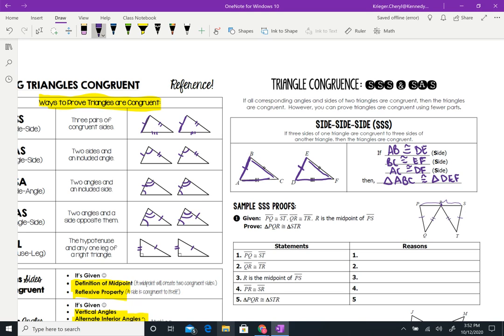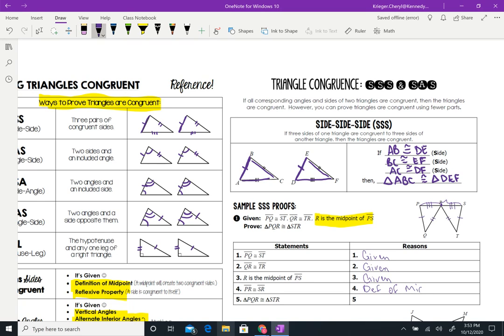So we start with PQ is congruent to ST. That's given. QR is congruent to TR. Also given. R is the midpoint of PS. Also given. Okay, so far so good. PR is congruent to SR. Right. So this is new. We said PR is congruent to SR. How did we get that? Okay, we got that from R is the midpoint of PS. So that is definition of midpoint.